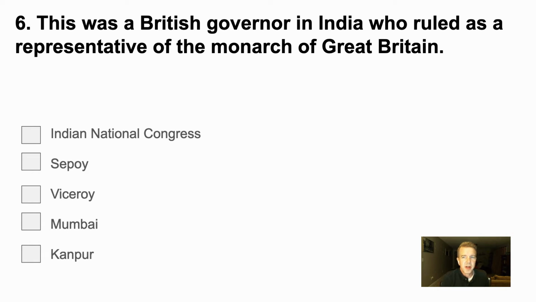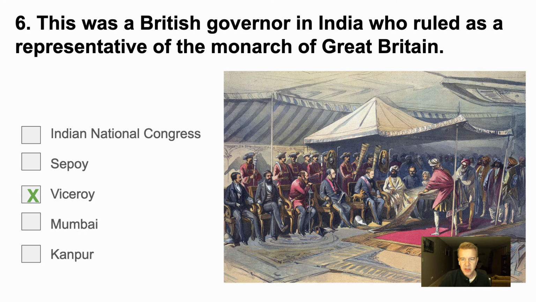This is the British governor in India who ruled as a representative of the monarch of Great Britain. This is a position called a viceroy. This is something we also saw in South America, where a lot of the early areas, when they were controlled by Spain or Portugal, were viceroyalties. It's like the viceroyalty of Colombia. This is a viceroy here. In this case, notice the Indians now are paying homage. They're not really co-equals like they had been in the past.